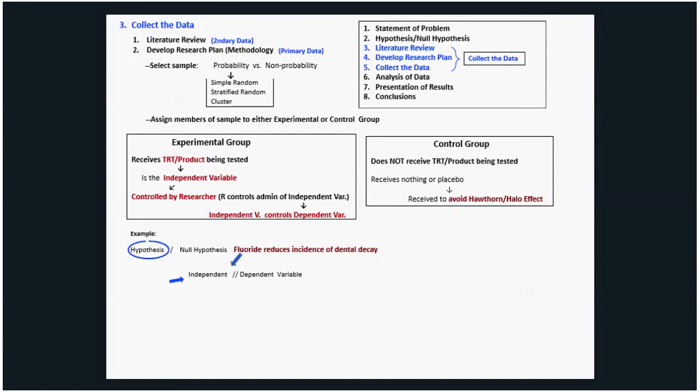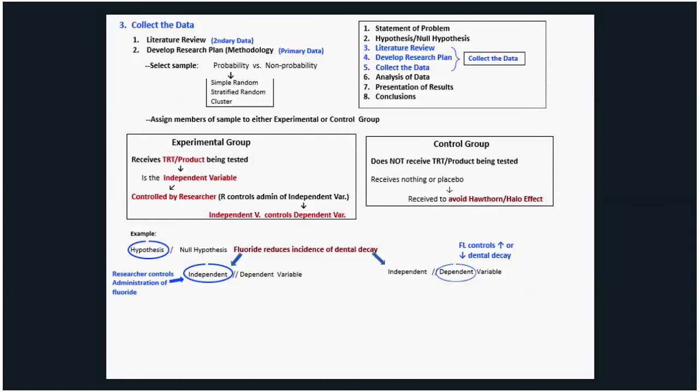So if I look at this, is fluoride going to be the independent variable or the dependent variable? Who's going to control the fluoride? Who is going to control giving the fluoride to the experimental group? The researcher. The researcher controls giving the fluoride or administering the fluoride. So that becomes the independent variable. That becomes the product that we're looking at there. Now, if we look at dental decay, then what is decay going to be? The independent or the dependent variable? It's going to be the dependent, because fluoride is either going to increase or decrease decay or have no effect on decay.